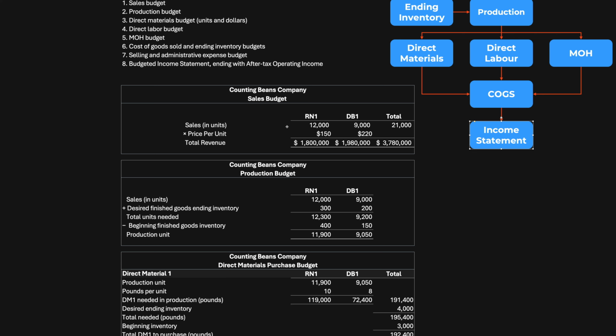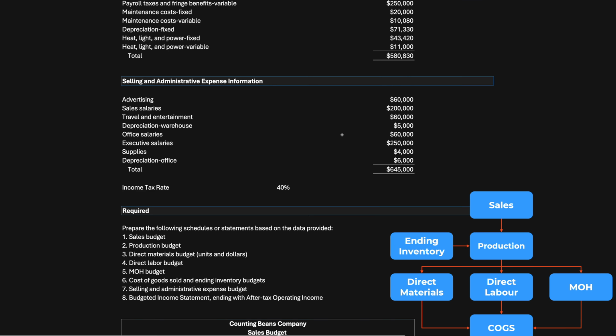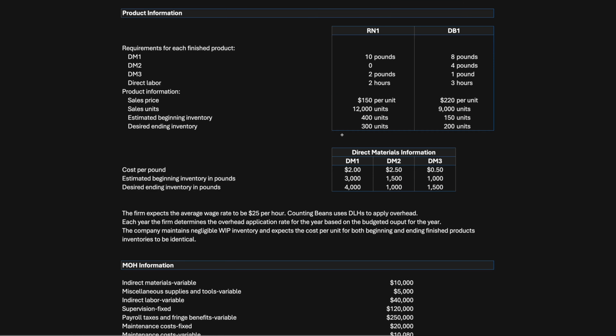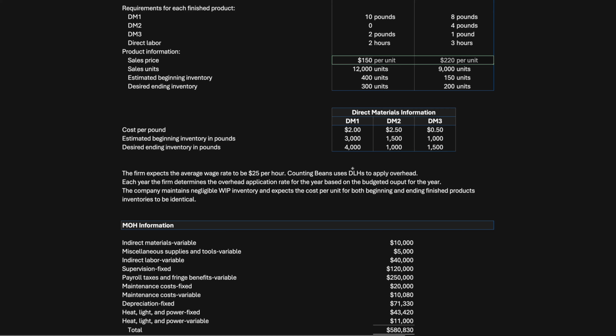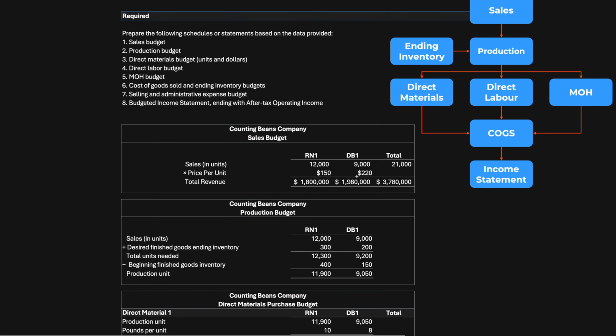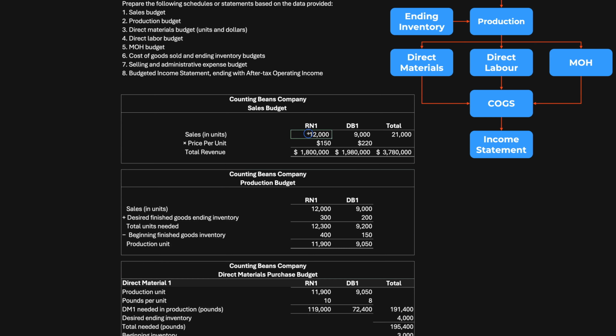Let's get to it. So our sales were given to us as being 12,000 and 9,000. Where did I get that? I got that information from way up top, our product information here. We are told that sales is estimated to be 12,000 and 9,000. We are given our sales price per unit, and so we could use that data down below. Now that we're back here, we can see 12,000 times 150 is $1.8 million. 9,000 times 220 a unit is $1,980,000, for a total of $3,780,000.